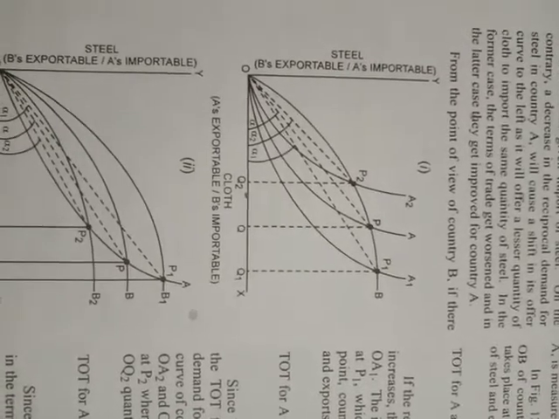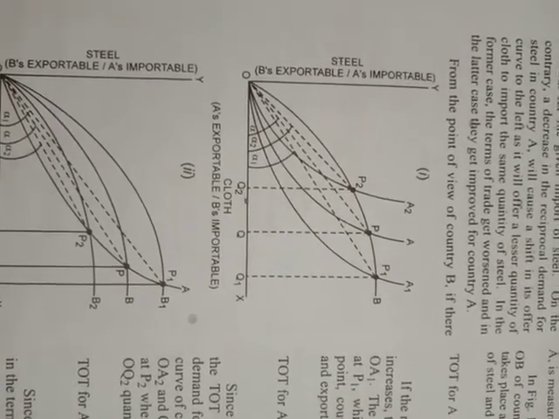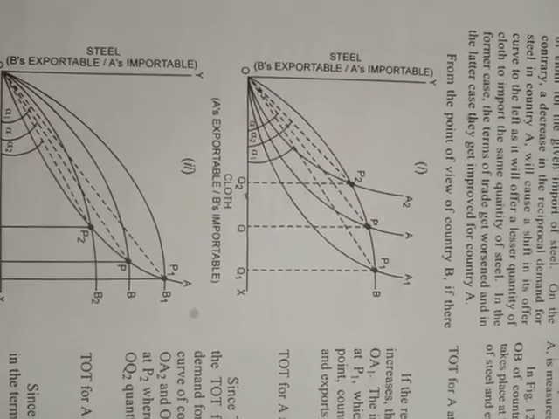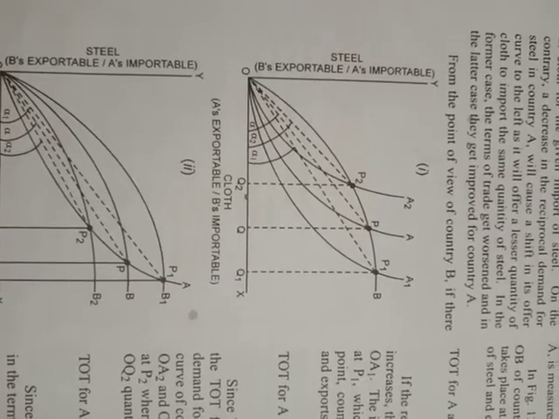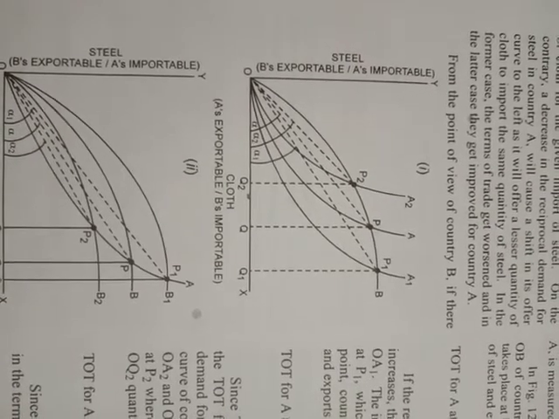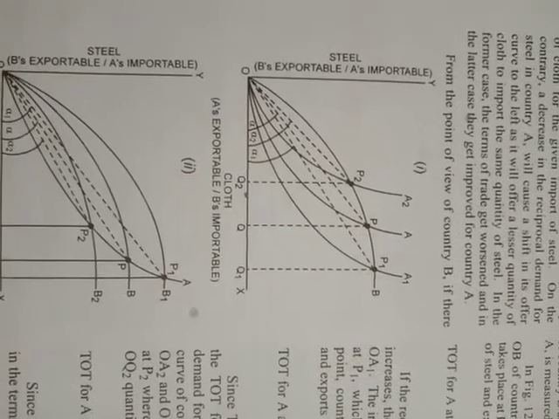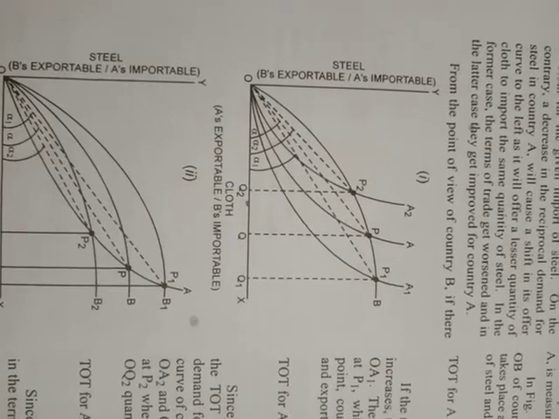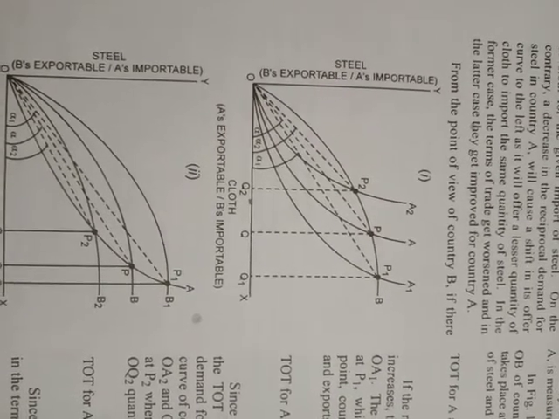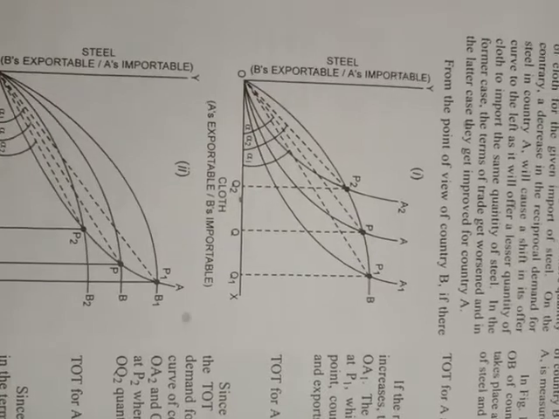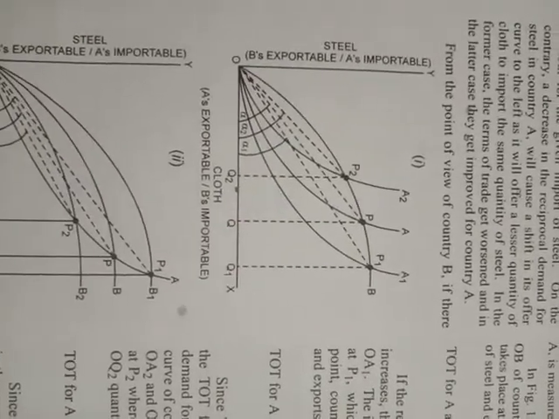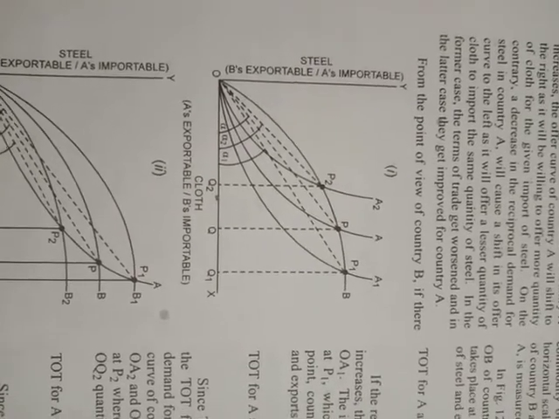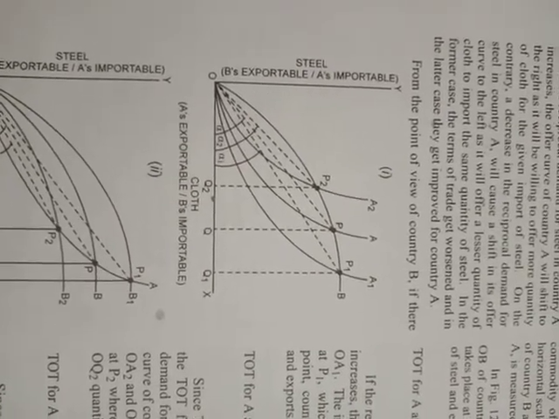So if the reciprocal demand for steel in country A increases, the offer curve of country A shifts to the right, that is OA1 level, and the new equilibrium will be P1. If there is a decrease, the new offer curve will be OA2, that is a movement to the left. So this shows the OA curve. Originally OA and OB are the offer curves of country A and B respectively. When there is an exchange, there will be a change in the equilibrium points. So the reciprocal demand signifies the intensity of demand for the product.